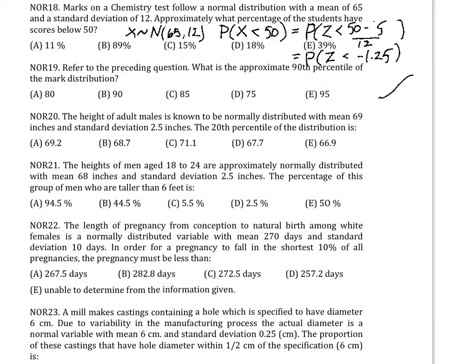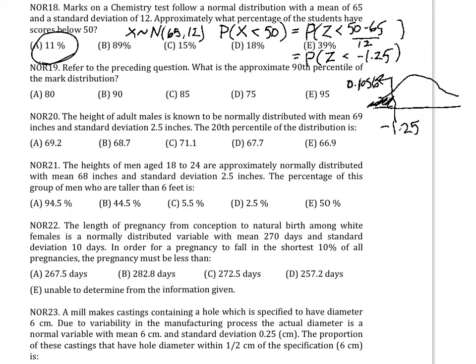Drawing that, what we want to find is the probability of being here, below 1.25 standard deviations below the mean. Looking on the margins of the negative table for negative 1.25, and inside the table we see that the answer is 0.1056. That corresponds to the answer A, 11%.